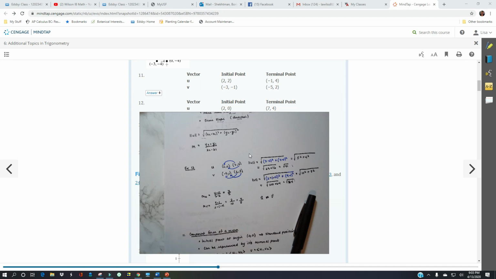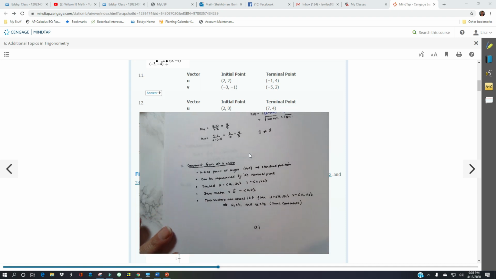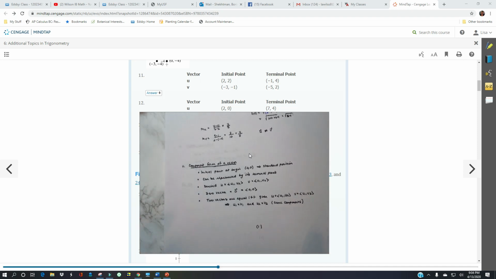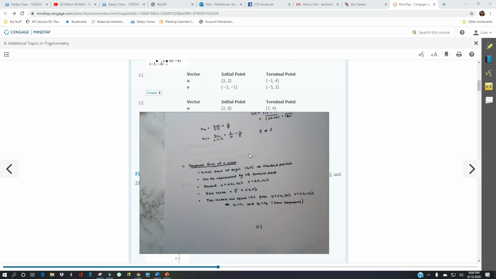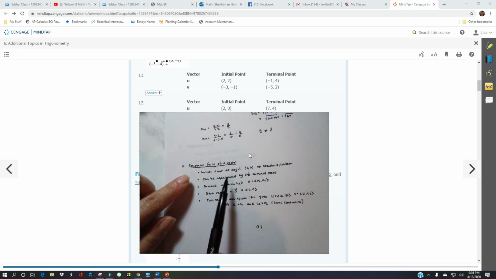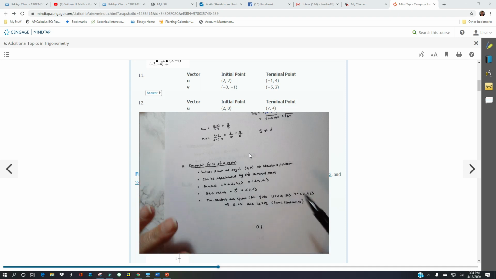Okay, now that that's done, we can look at the component form of a vector. The other thing you're going to have to do is find the component form of a vector. You're going to have to find the magnitudes of that, which is even easier than this. It's a lot less work. So what is the component form of a vector? A vector whose initial point is at the origin, right? A vector in standard position.